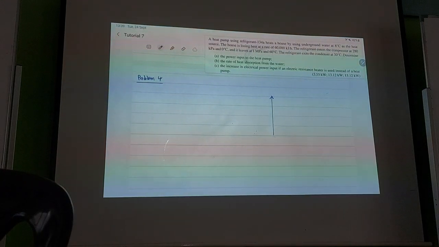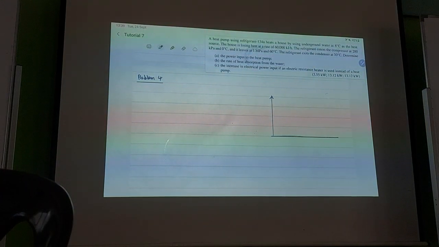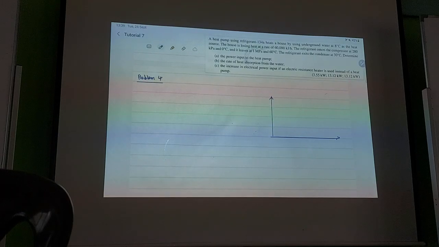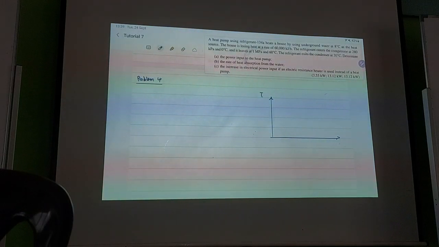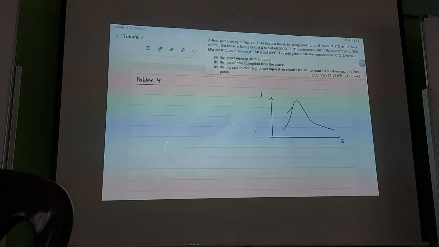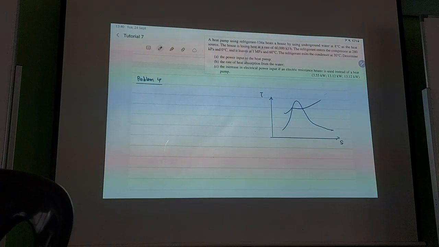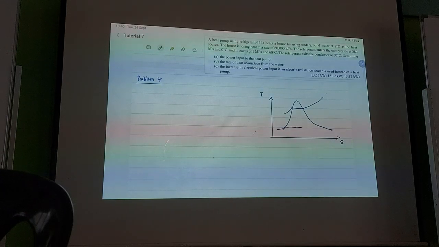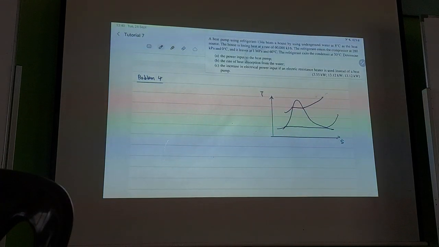So you are just asked to find the power input, the rate of heat absorption from the water, and lastly, the one we will see later. It's actually a question that we had as one of the examples as well. Okay, so as usual, I will draw the TS diagram first. This is also an actual one.